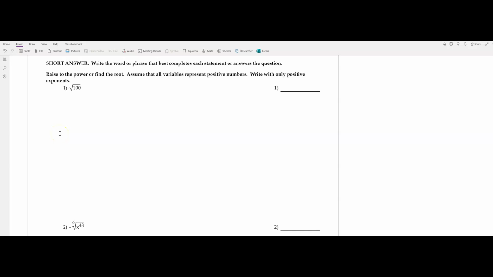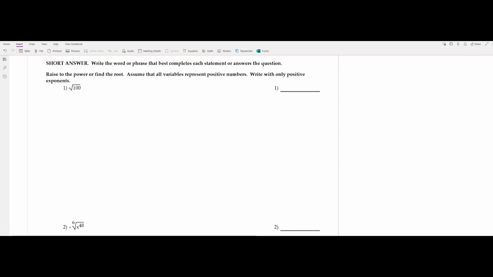Hello everyone. All right, so today we're going to do week 9 of review, and it's all about radicals. All right, so the first question is to find the square root of 100, right? All right, so the square root of 100, but here we are looking for the root, okay?